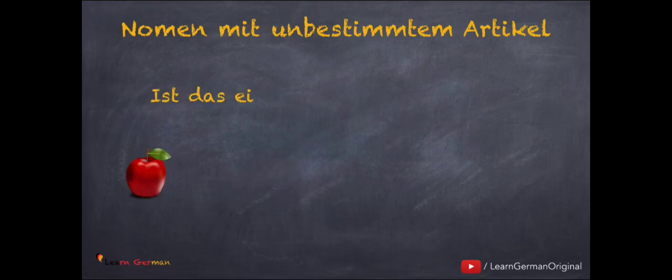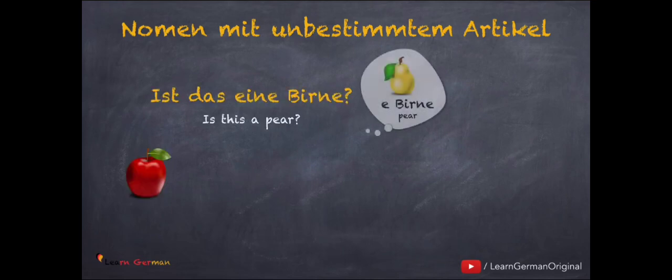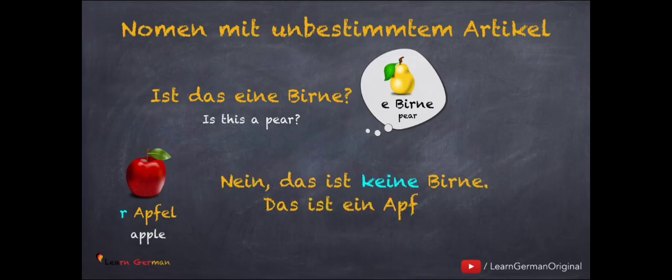So let's look at the first sentence. Ist das eine Birne? Nein, das ist keine Birne, das ist ein Apfel. Since Birne is using unbestimmte Artikel eine, in this case, when you are negating the sentence, you would say keine Birne.